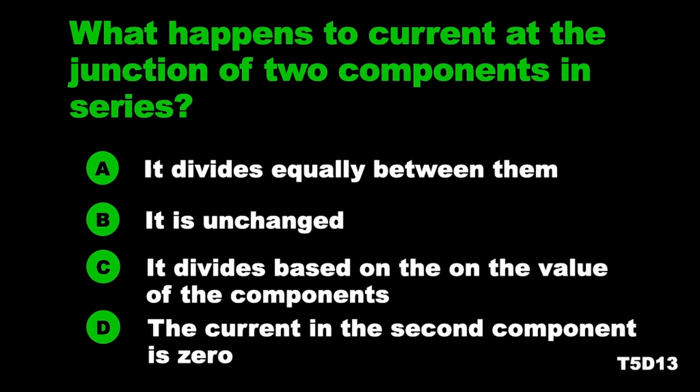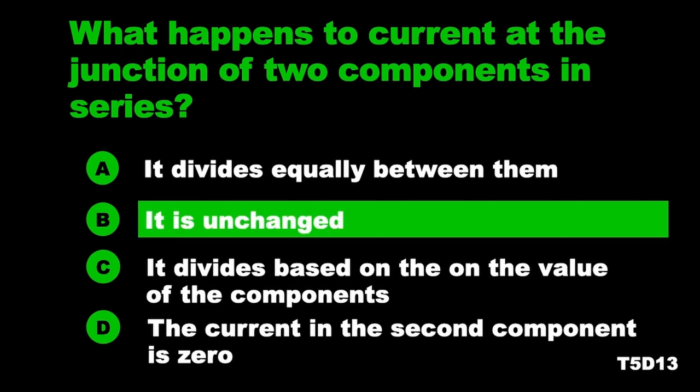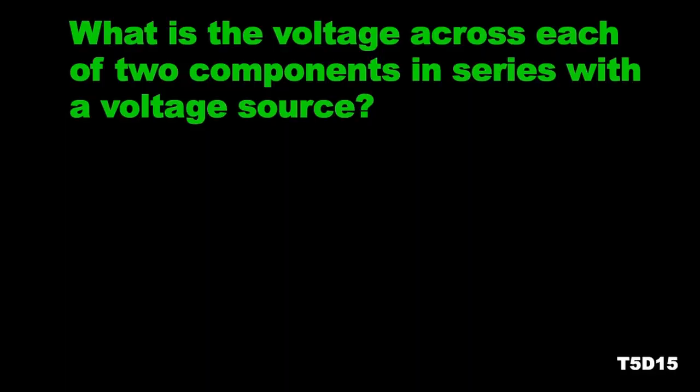Oh, let's see. I think it would be... So we're talking about a series, and it's current. Right. If you remember, these components would be right after each other. So we're talking about the current. Remember we talked about beads? Remember the beads in the series? I think it'll be B. It is unchanged. That's correct. Good job.